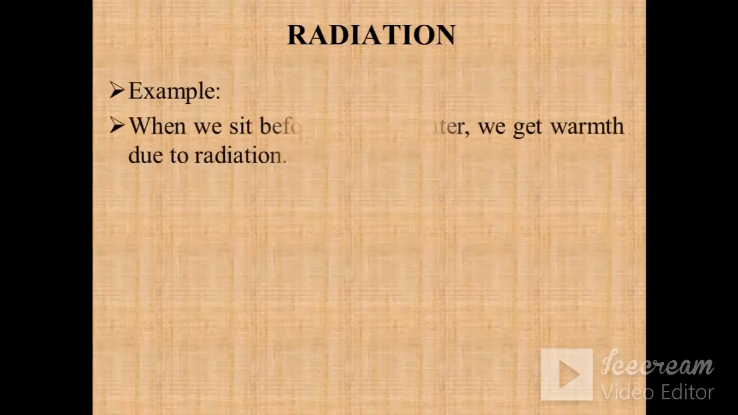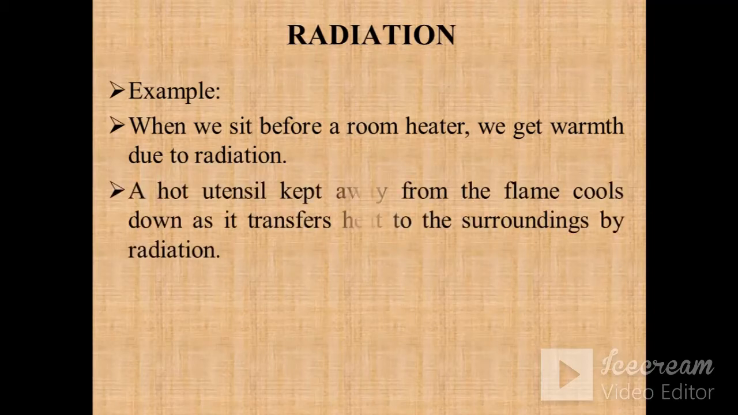Okay, a few examples that we have noticed in our day-to-day life. When we sit before a room heater, we get warmth due to radiation. Whenever you are sitting beside a room heater, you feel the warmth that is due to radiation. A hot utensil kept away from the flame cools down as it transfers heat to the surroundings by radiation. Whenever a hot utensil is kept away from the flame, you must have noticed that it automatically cools down. Where is that heat going? That heat is going into the surroundings by the process of radiation.